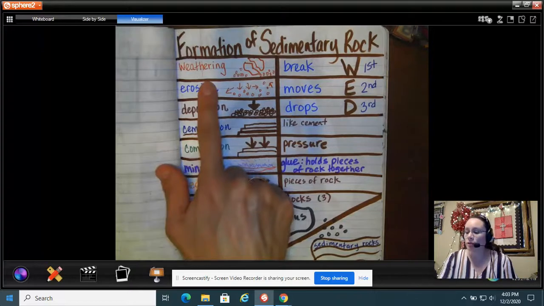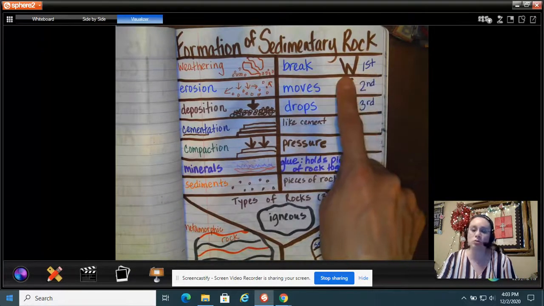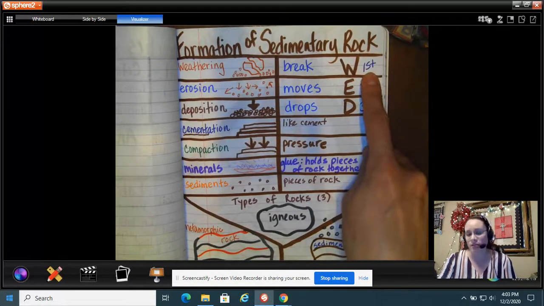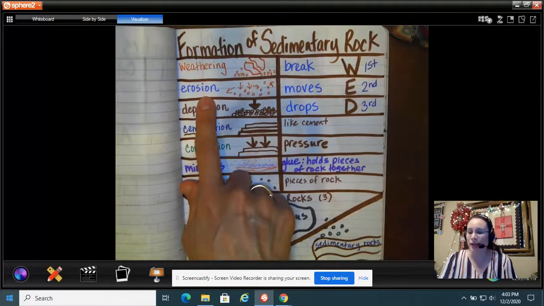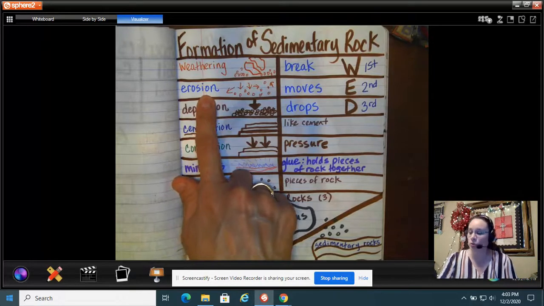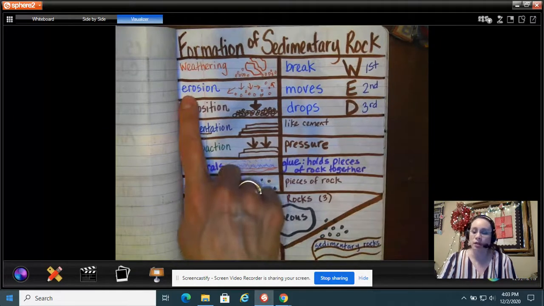Okay. Weathering means the breaking of rock that happens first. So the W is for weathering. It happens first. It's a process the rock goes through. Okay. Then it has to move, or it has erosion. It goes through erosion. It erodes or moves. And that's the second process it goes through. Okay. So the E is for erosion.